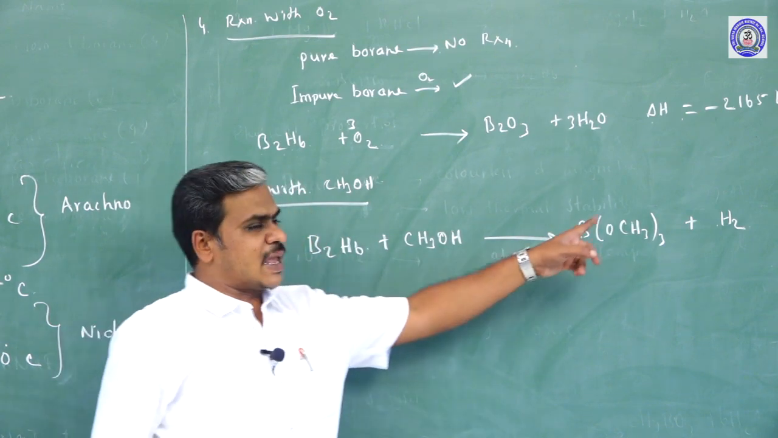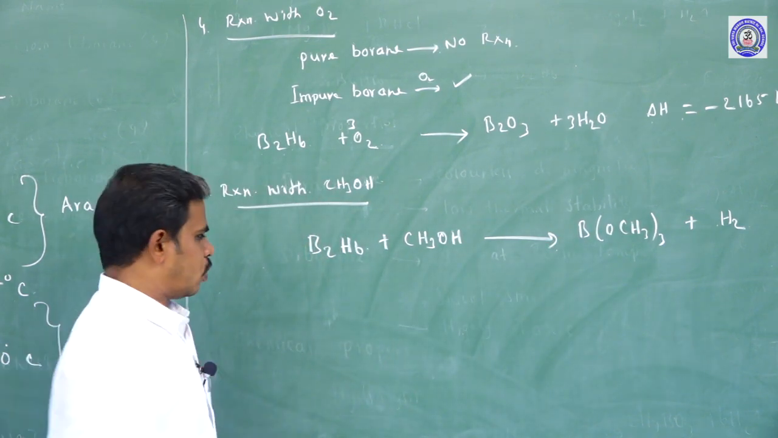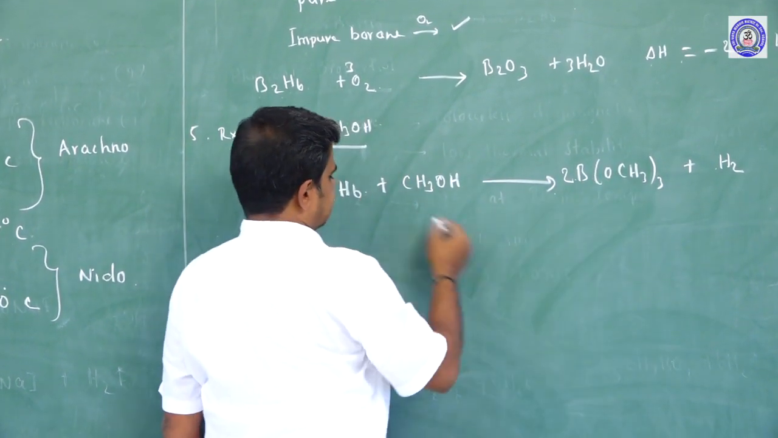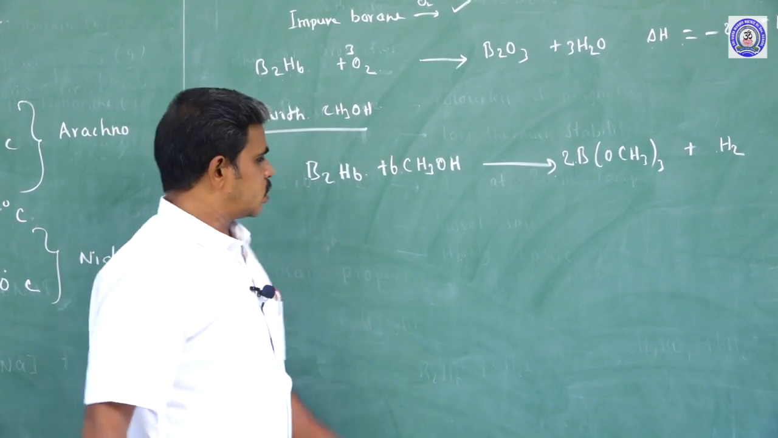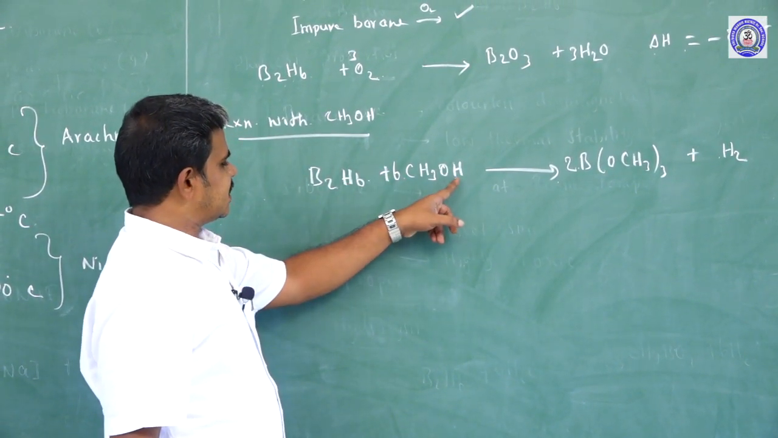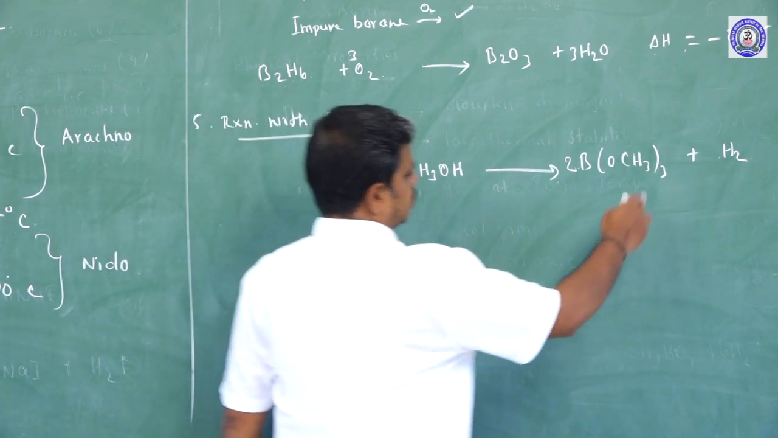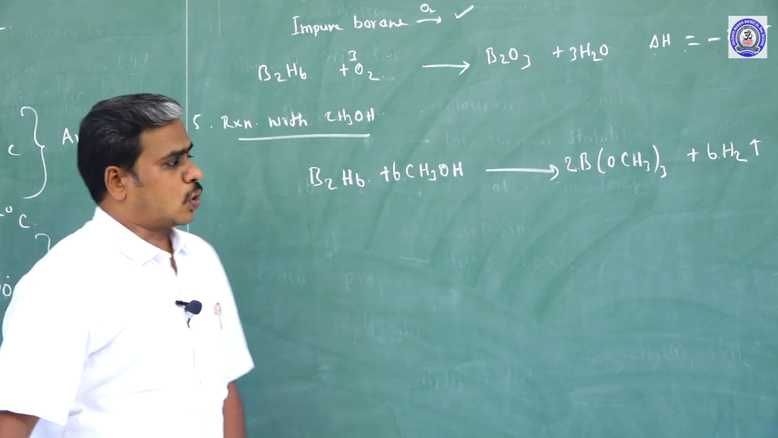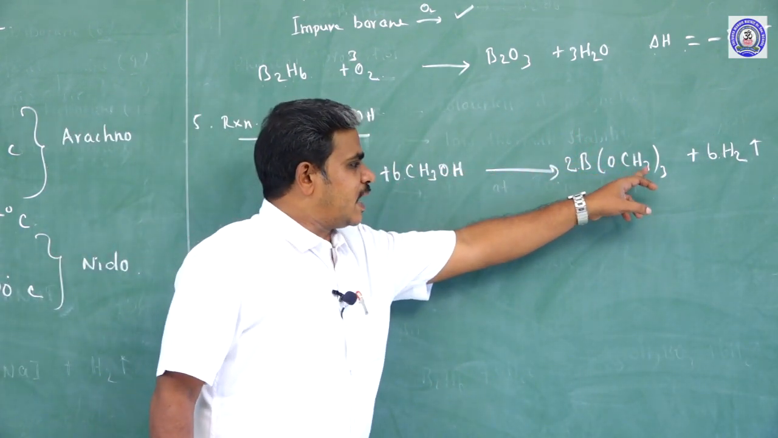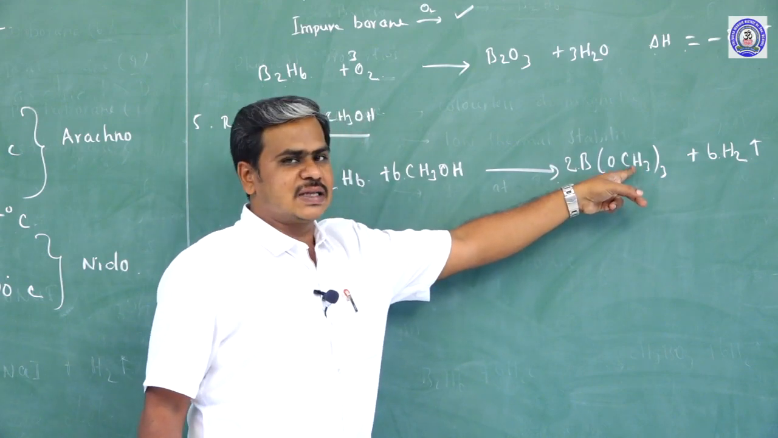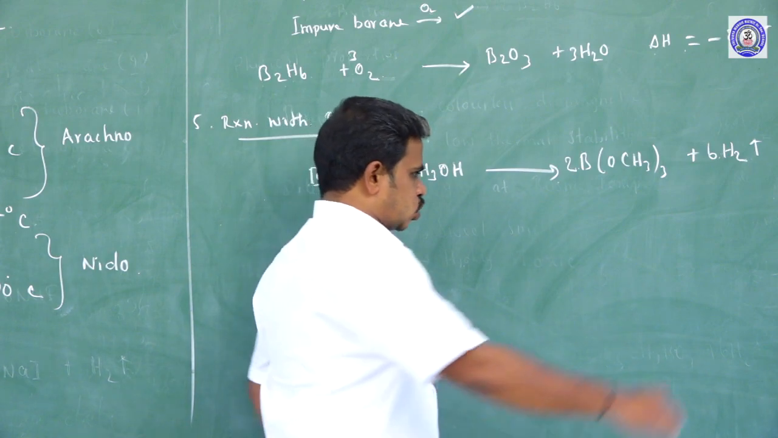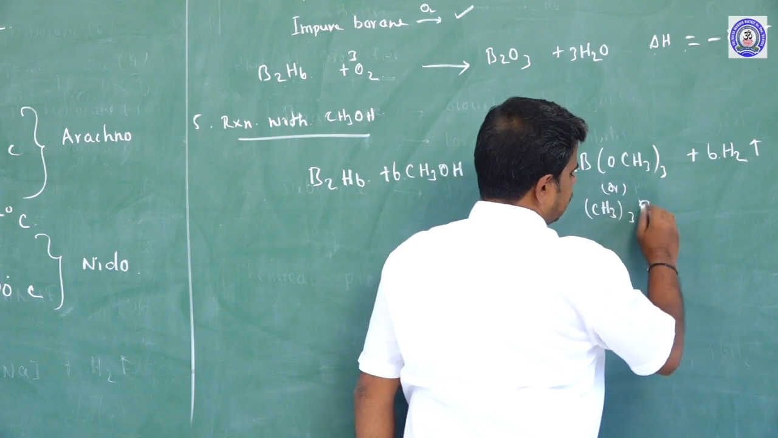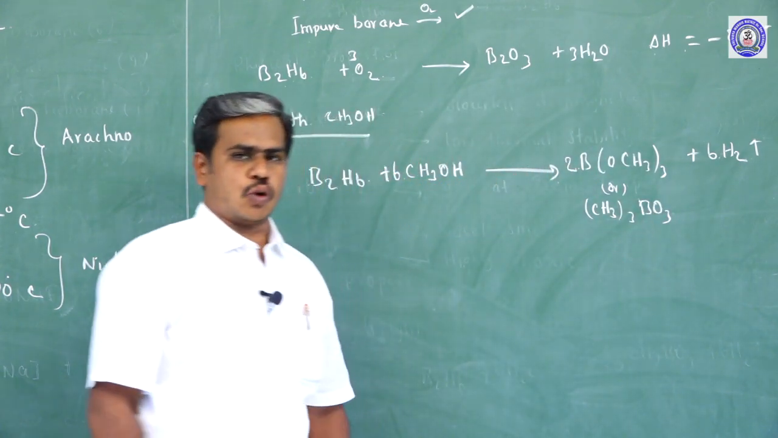So, it is trialkyl borate. Now, 2 boron, 1 boron, so it is 2. The methyl group becomes 6, so here it is 6 hydrogen, and here 6 hydrogen, so there are 12 hydrogen. So 6 molecules of hydrogen will be liberated. Trialkyl means CH3 thrice, borate BO3, so it is otherwise written as (CH3)3BO3, that is trialkyl borate.